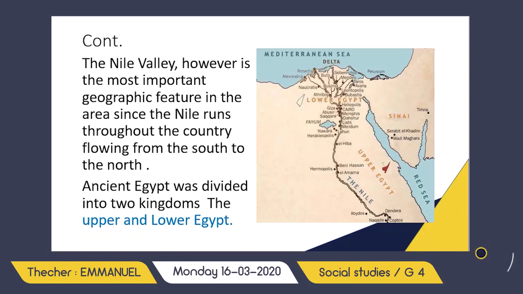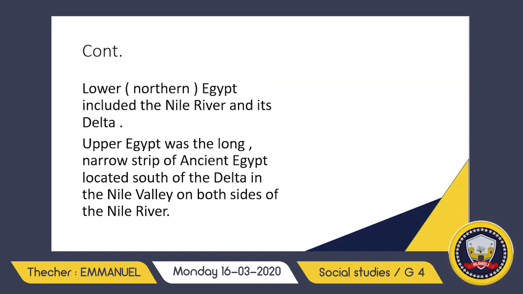Look at these guys. The lower Egypt included the Nile River and its delta. The upper Egypt was the long narrow strip of ancient Egypt located south of the delta in the Nile Valley, on both sides of the Nile River.